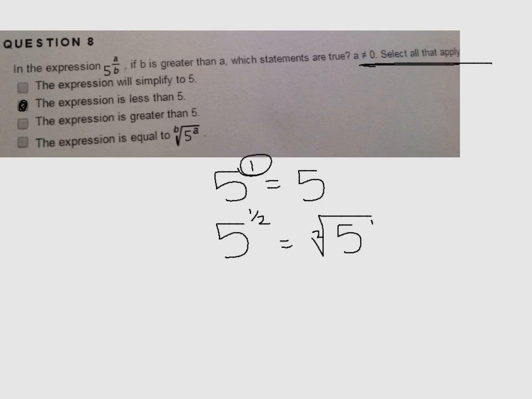And then the last one says that the expression is equal to 5 to the a over b, and they're saying that the bottom number b becomes the radical, the root, and then that the a goes up here, and that's true also. So there's 2 correct answers.